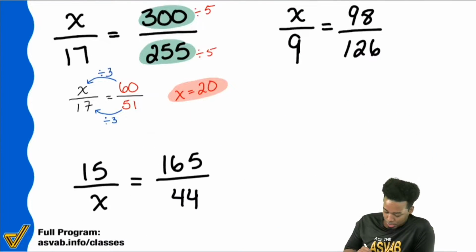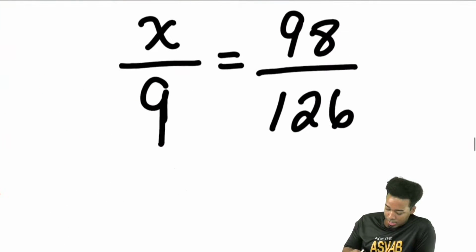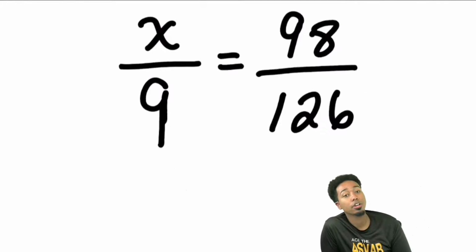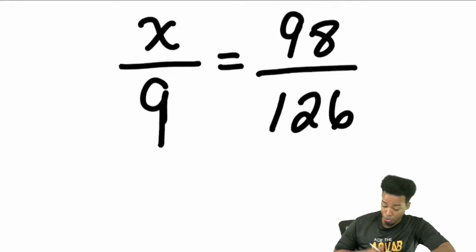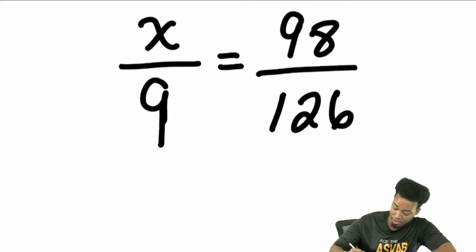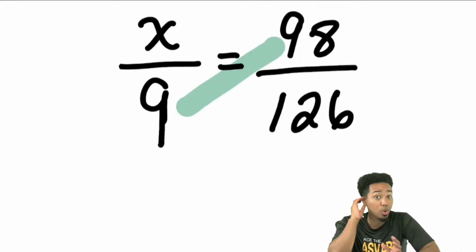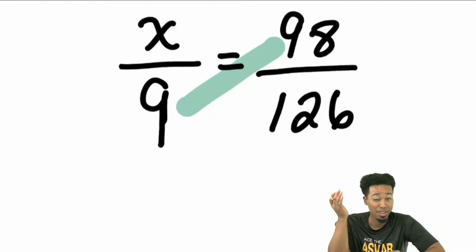Let's take a look at this next one here. Let's move this over here. Let's get x over 9 equals 98 over 126. All right, everybody. Ask yourself, do you want to multiply 9 times 98 and then divide by 126? Like, no, you don't want to do that. You don't want to do that at all.